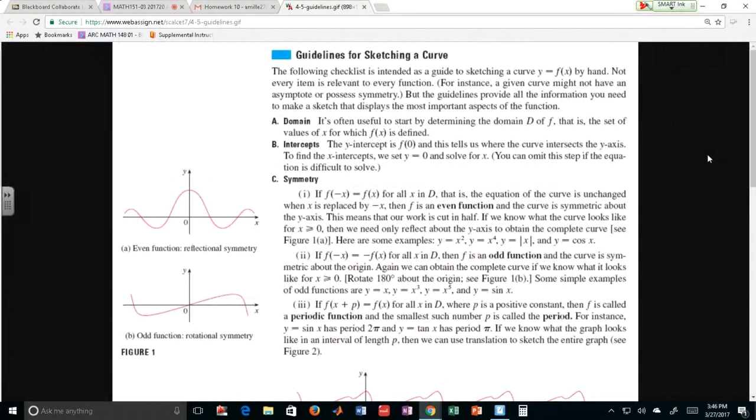Guideline for sketching a curve. All right, the following checklist is intended as a guide to sketching a curve y equals f of x by hand. Not every item is relevant to every function. For instance, a given curve might not have an asymptote or possess symmetry, but the guidelines provide all the information you need to make a sketch that displays the most important aspects of the function. Domain. It's often useful to start by determining the domain D of f, that is the set of the values for x for which f of x is defined.